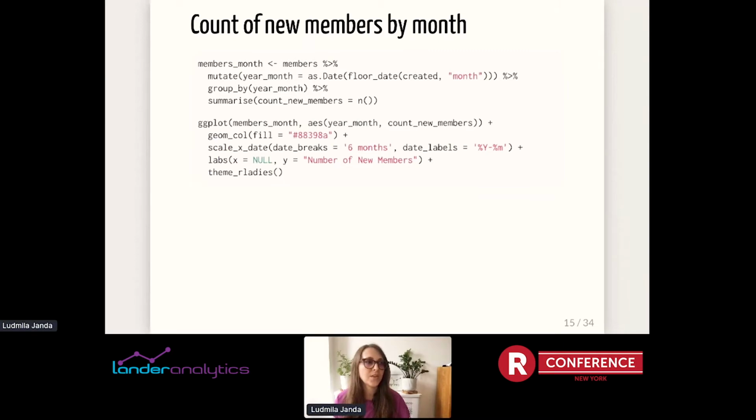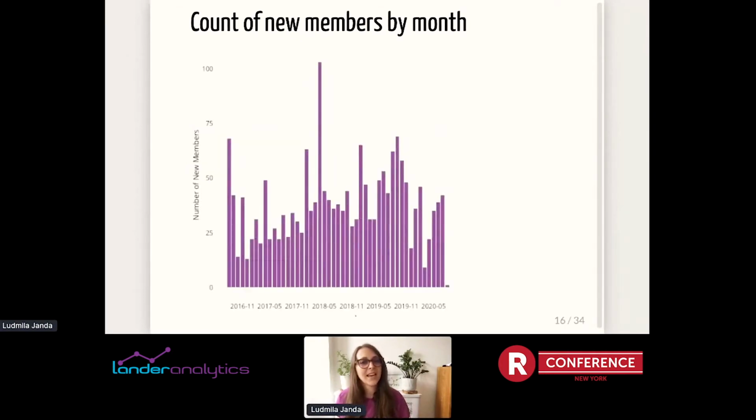So the first thing I wanted to do is to just go ahead and look at the count of new members that we got by month. And I made that, and I don't see any particularly interesting trends here. It's kind of jumpy. So then I got curious about, are there particular events that are drawing a lot of new members? And I decided to graph that.